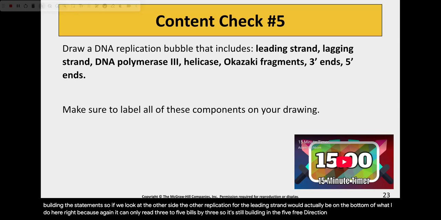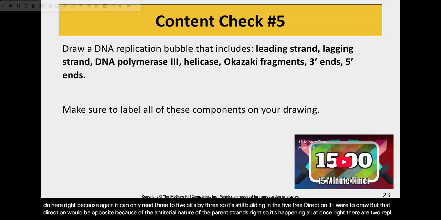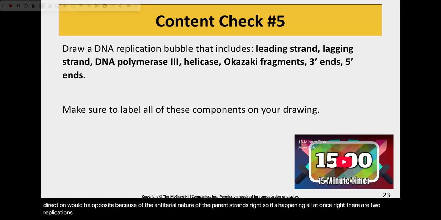And then the Okazaki fragments, if I were to draw them, which I didn't for that second half, would be at the top, and still be built in the same direction, 5 to 3, but that direction would be opposite because of the anti-parallel nature of the parent strands. So this is happening all at once. There are 2 replication forks, and it's swapped on either side because of the directionality.